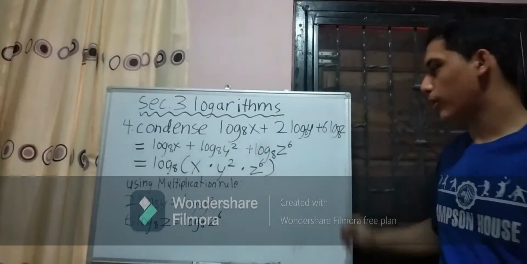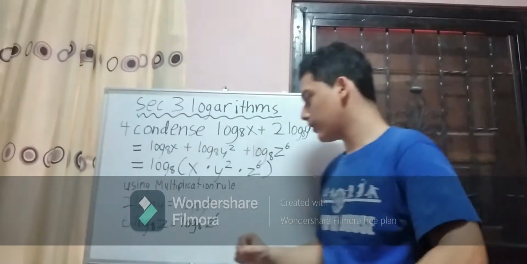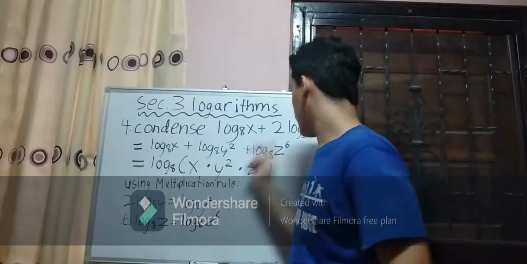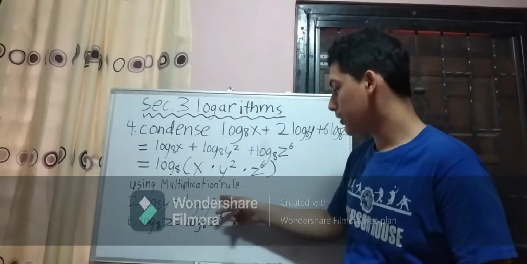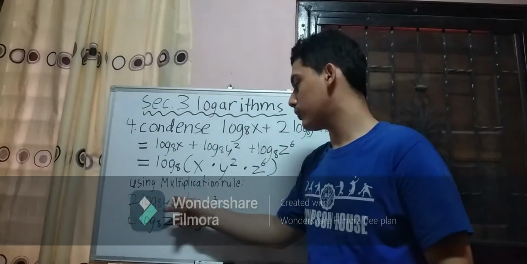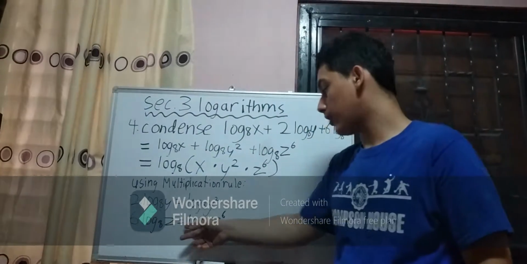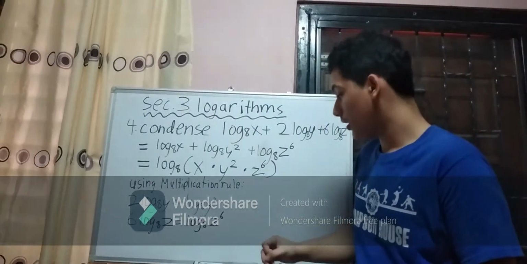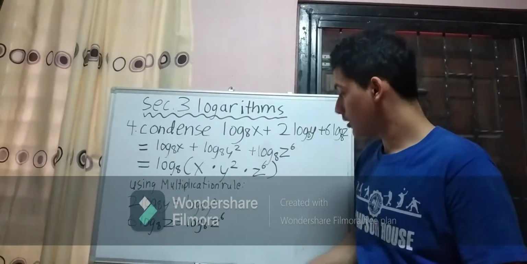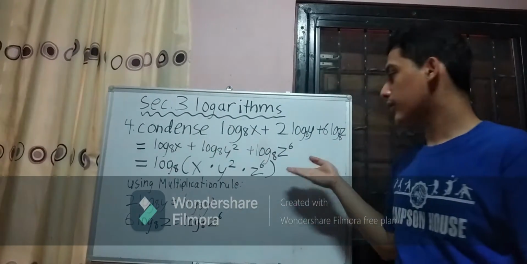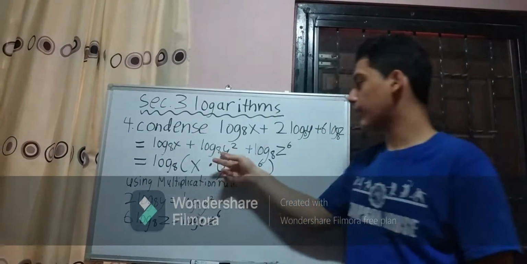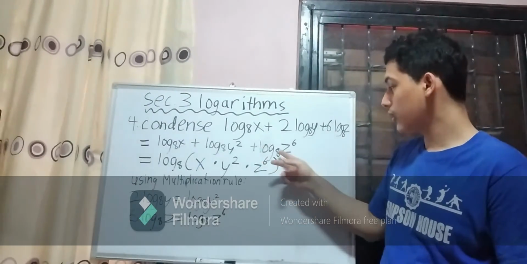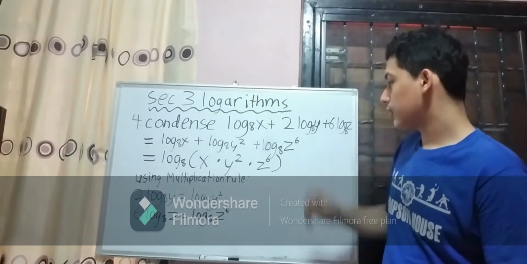So with these two, I'll use the multiplication rule, but in inverse. With this, 2 log 8y will become log 8y squared. I just bring the 2 onto the square. And 6 log 8z will become log 8z to the 6th power. So this is it, rewritten in simple form. Log 8x plus log 8y squared plus log 8z to the 6th power.